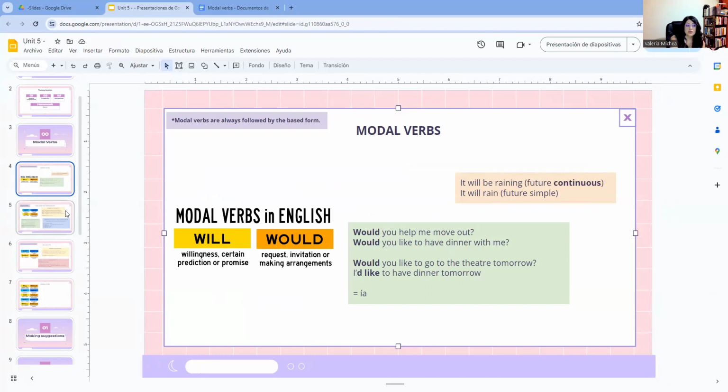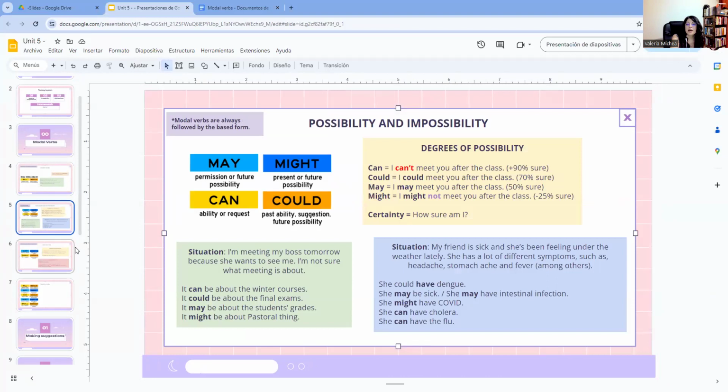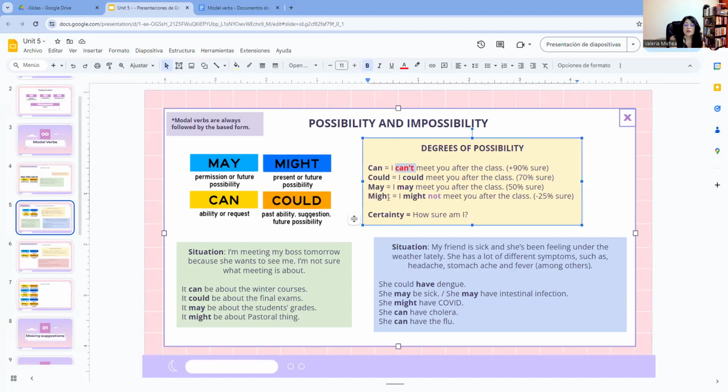And then we had a look at modal verbs for possibility and impossibility. So can't is the only one that is possible to use for impossibility, and couldn't also in the past. But may and might, they are not so common to be used in the negative form, so I do not really recommend it. It's more for possibility and impossibility.